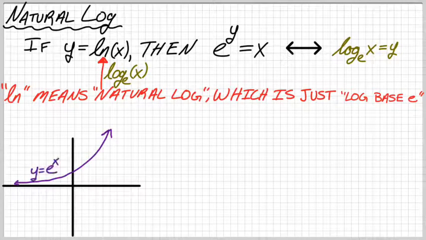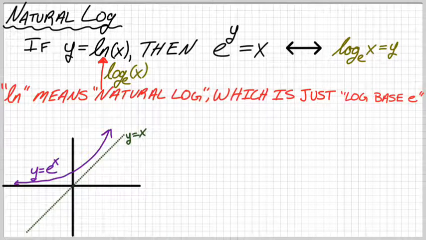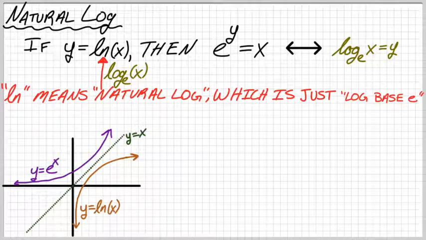Okay, graphically for this one, let's sketch the same type of graph. E to the x, since e is a number bigger than 1, is definitely exponential growth. So if we graph y equals ln of x, since they're inverses of each other, it would reflect over the line y equals x. So y equals ln of x reflects over the line y equals x. They're inverses of each other, e to the x and ln of x.